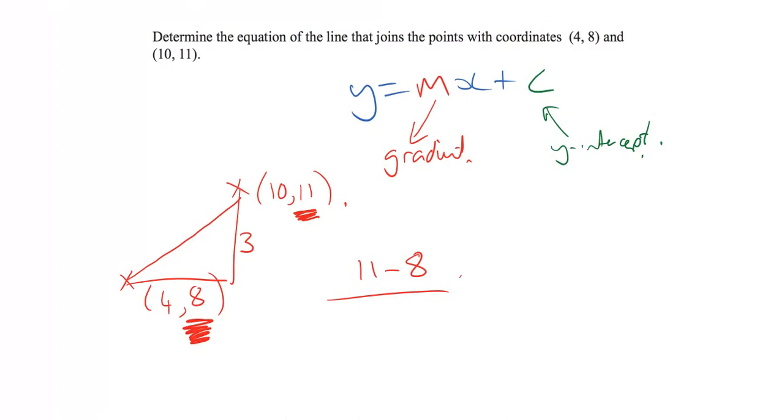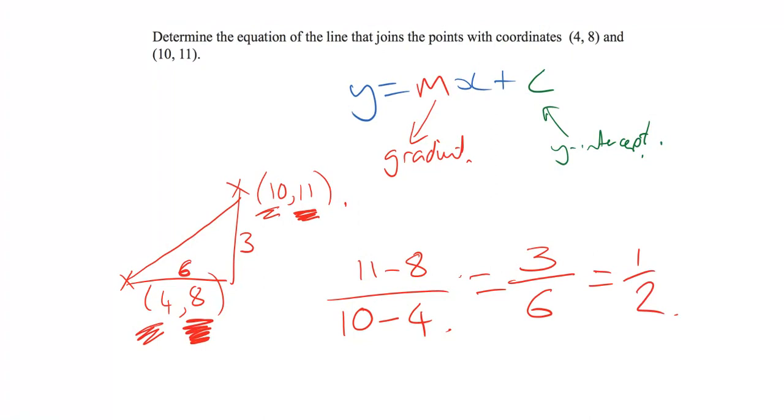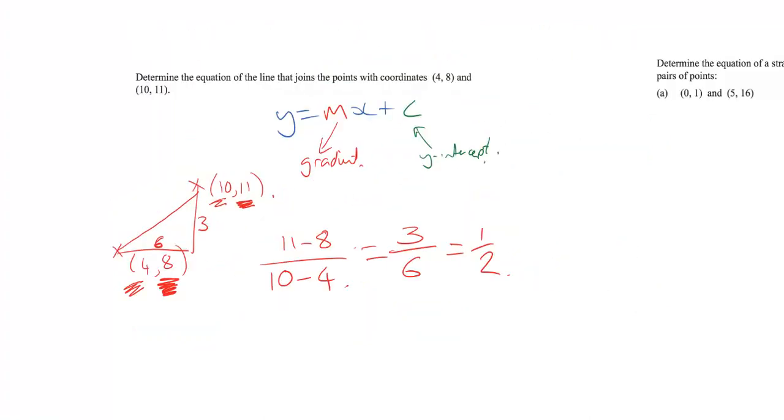From 4 to 10 is a distance of 6. If an x coordinate started off at 4 and it's now at 10, that's a move of 6. What we did there really was 10 take away 4. So with this formula, you get the y coordinates, do one take away the other, and the x coordinates, do one take away the other. It's got to be done in the same order for both though. So I need to work out this gradient, and that is going to be 3 divided by 6. Clearly that's a half.